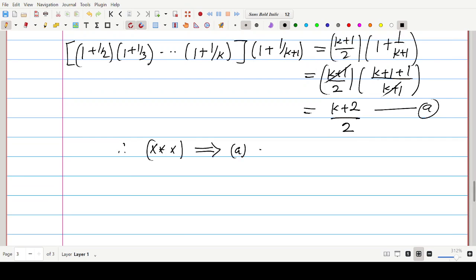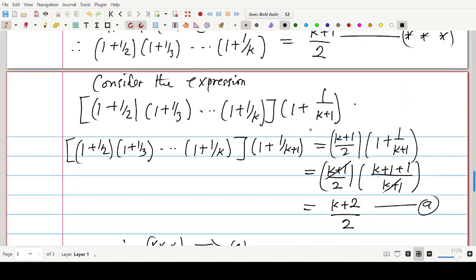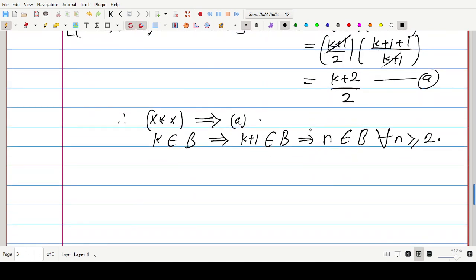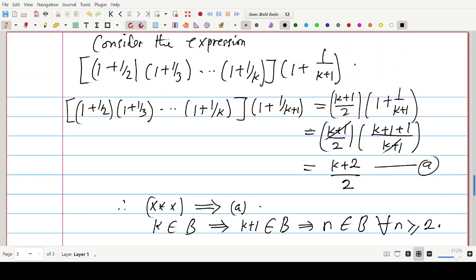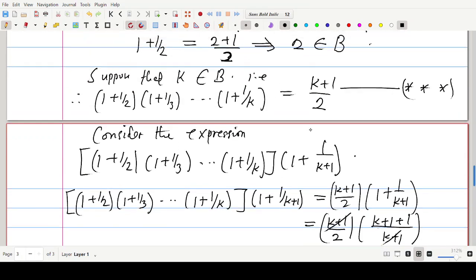That is, K being an element of B has implied that K plus 1 is also an element of B. And by the axiom of induction, it follows that N is an element of B for all N that are bigger than or equal to 2, which are positive integers. So we have proved that this proposition is true for all positive integers bigger than or equal to 2. So it's no longer a mere statement or a mere extrapolation of results, but we have established that in the long run it will be true. So in that case, we are very confident.